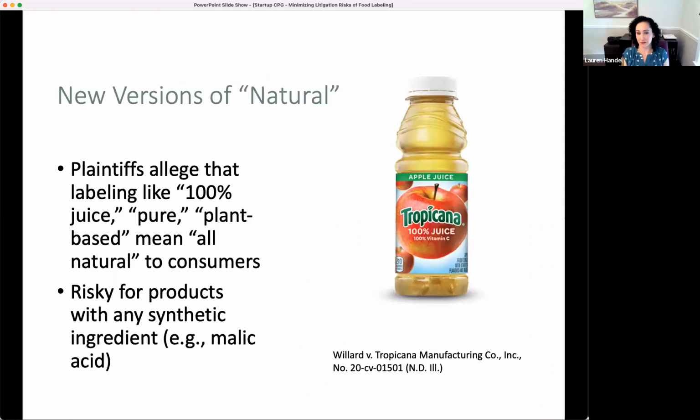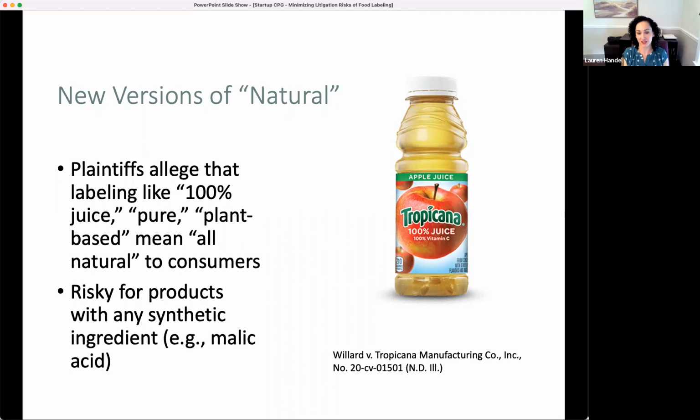So like I said, a lot of the industry has moved away from using the word natural and is using other things. And likewise, the plaintiff's lawyers are seizing on this alternate language and saying that this now means to consumers all natural. So here's an example: Tropicana apple juice. It's just labeled 100% juice. It contains malic acid, which is synthetic.